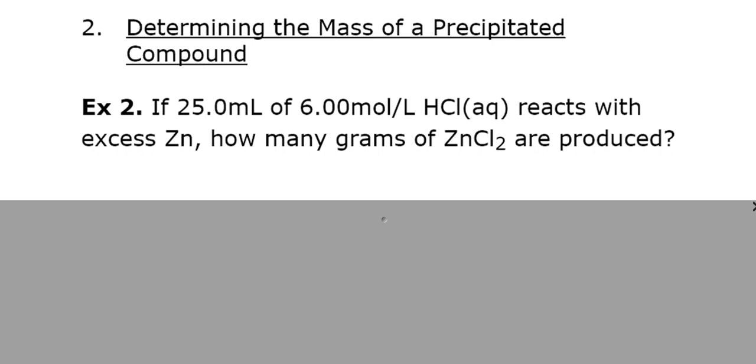If 25 milliliters of a 6 mole per liter hydrochloric acid solution reacts with excess zinc, how many grams of zinc chloride are produced? So, with this question, the first thing that we need to do is write down a balanced chemical equation. So I'd like you to try and pause the video and see if you can write down a balanced chemical equation. And I want to see if you can include the states with it. So try that out. When you're ready to take a look, we'll look at the answer and move on with the question.